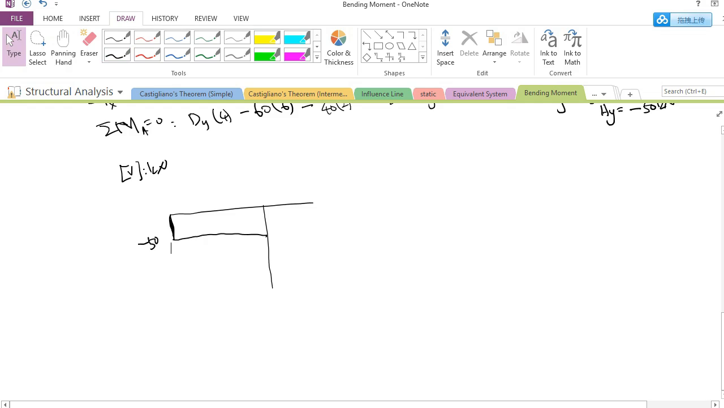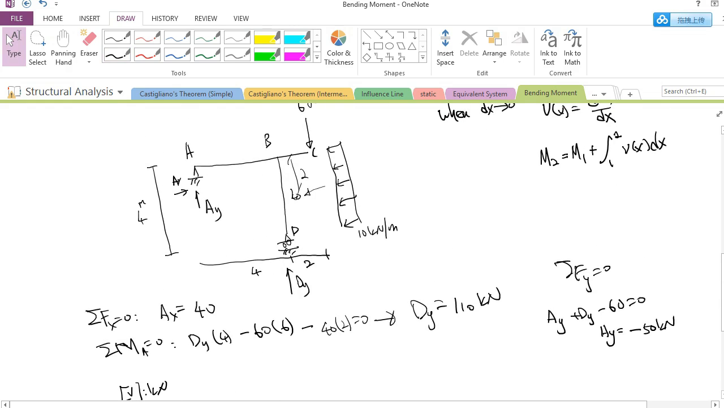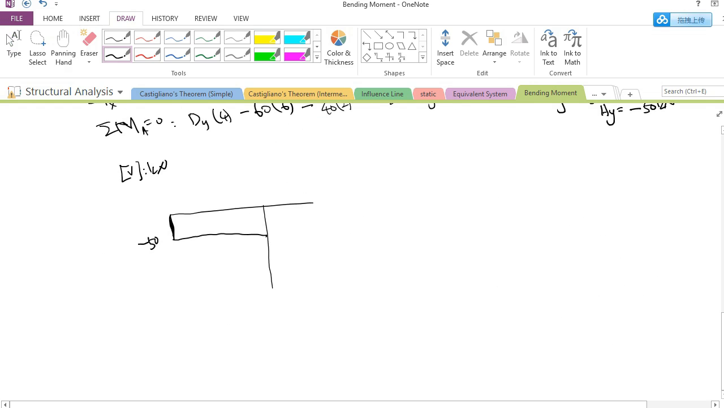And then after this point, if I cut this point, we know that this Dy will push the shear force upward by 110. So here at the right side of point B, the shear force is positive 60. And then at this point it is pushed down. So the shear force diagram for beam ABC is something like this.